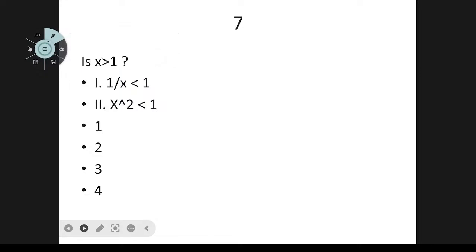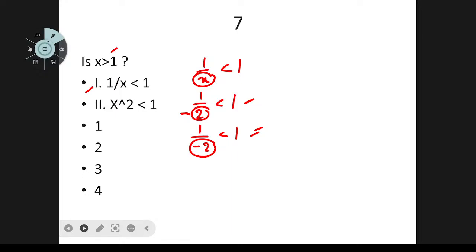Okay, just see it once again. First condition: when I satisfy the first condition, this condition can be satisfied for 1/2 also, which is less than 1, and for 1/-2 also, which is less than 1. So both of them are valid. So when I am satisfying this condition, what is happening to this x? In this case, x is greater than 1. In this case, x is not greater than 1.